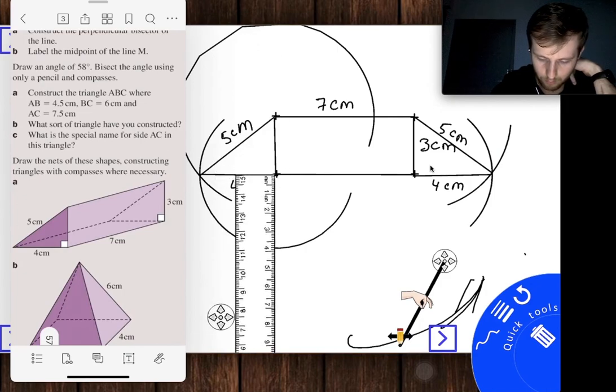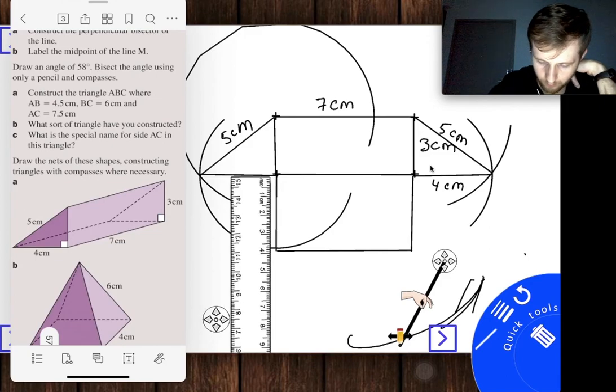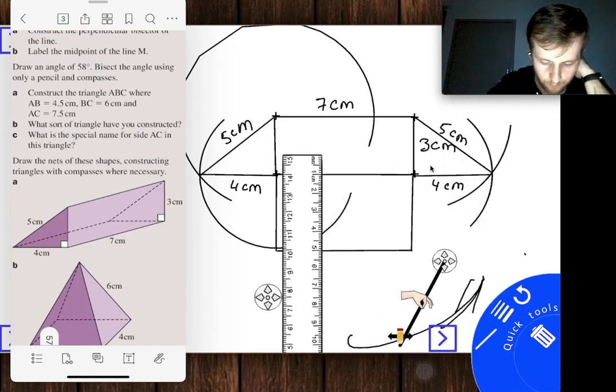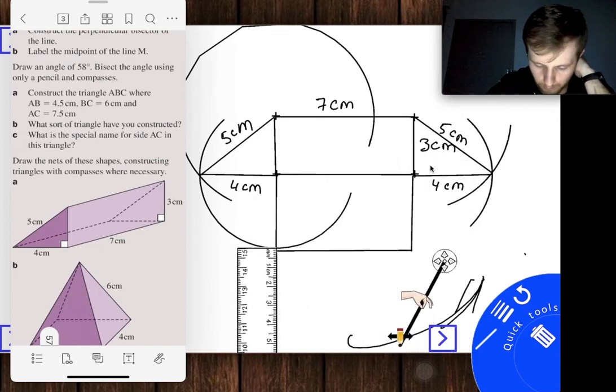So this should be 4 centimeters here, and then 7 is already, it's already 7, and it's going to be like this, something like this. And the last one is 5. So the next one should be 5 centimeters. We barely have enough space. This is 5 centimeters.